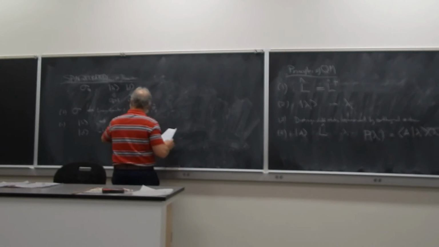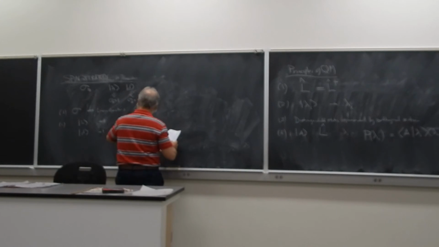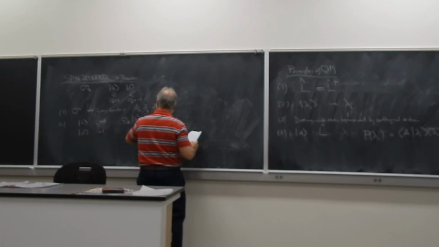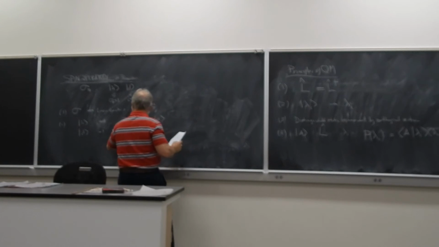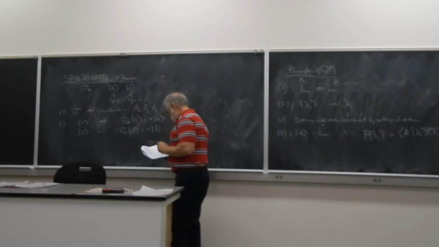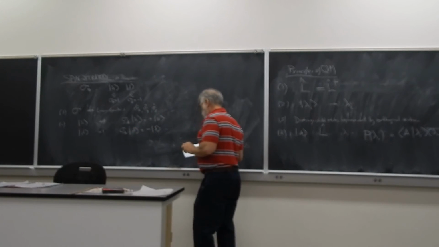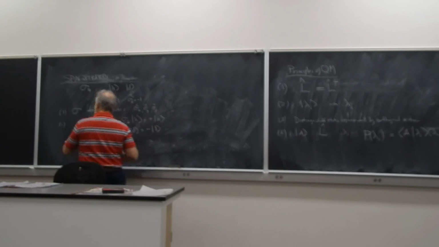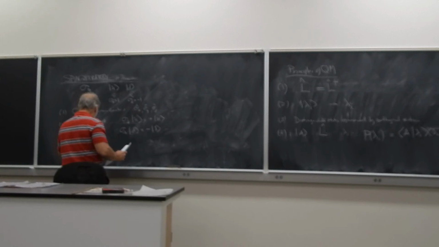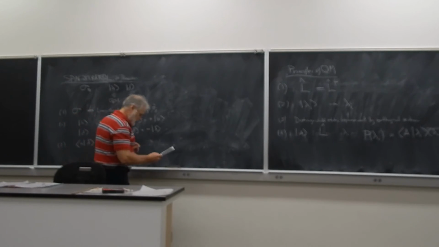So we can say that sigma z applied to u is equal to plus u, and sigma z applied to d is equal to -1 times d. Third, u and d are of course orthogonal to each other, so the inner product of u and d is 0.